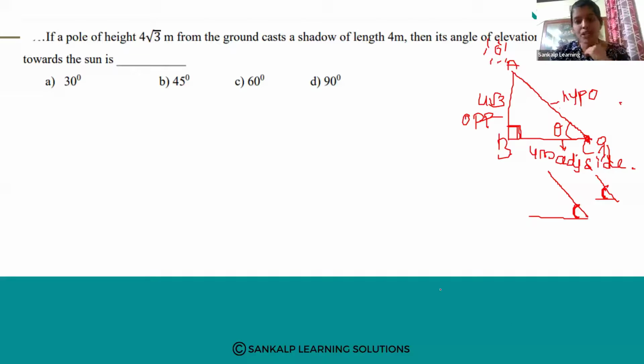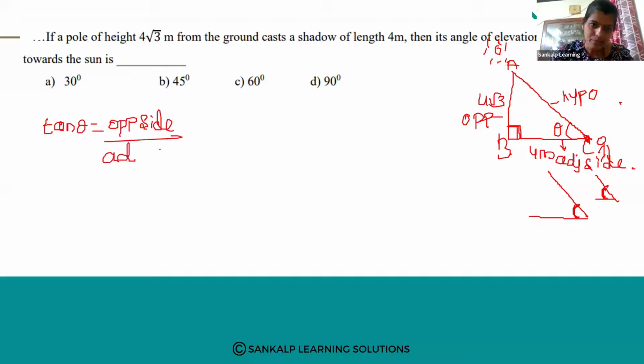So now observe carefully. We know the value of the opposite side and also we know the value of the adjacent side. So opposite side divided by adjacent side, it is the ratio of tan theta. Yes or no? So tan theta is equal to opposite side divided by adjacent side. Yes or no, my dear students? So the opposite side is 4 root 3 meter divided by 4 meter. So 4 and 4 will get cancelled. Only root 3 will remain.